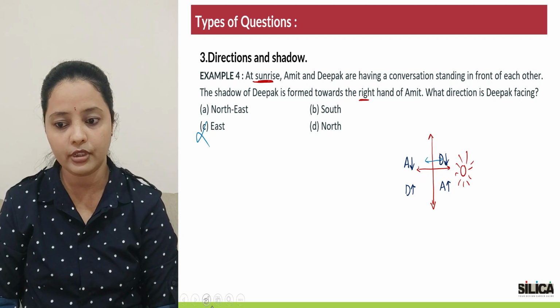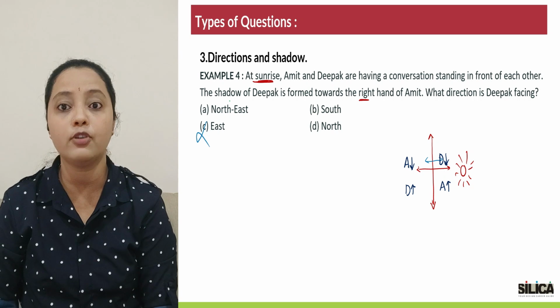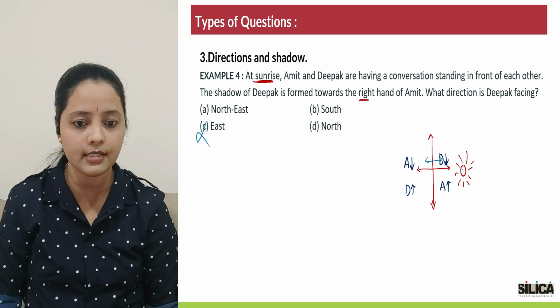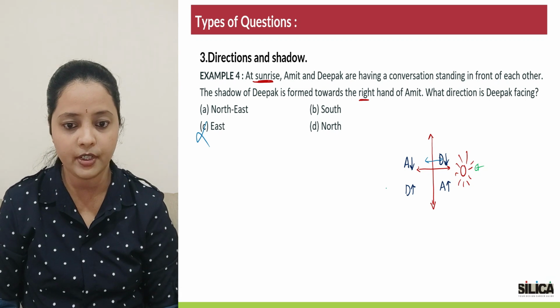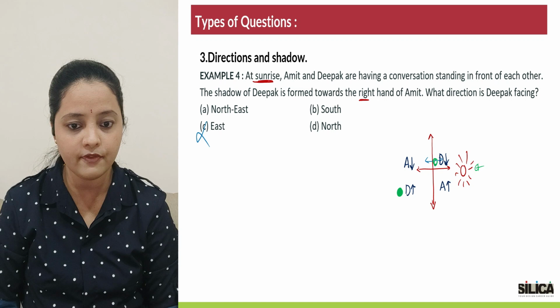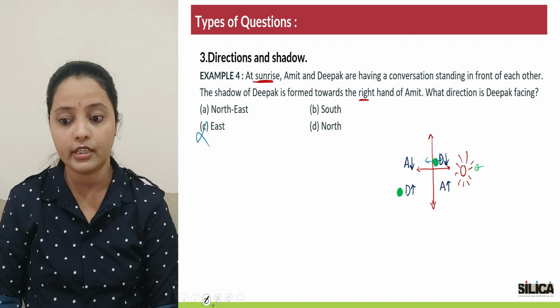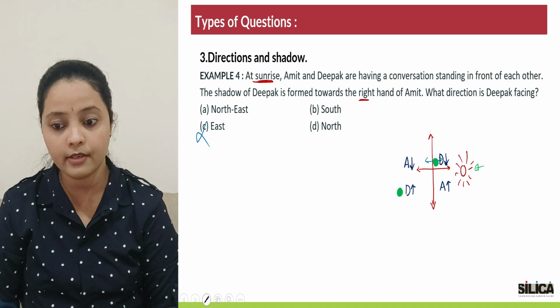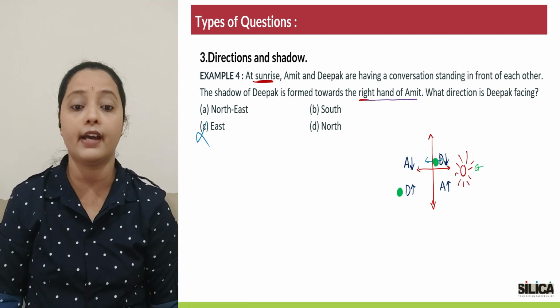Now we have drawn both the conditions. Now let's see whose shadow they are concerned about. They are concerned about the shadow of Deepak. Now in both the cases, since the sun is over here on the right hand side, we'll draw Deepak's shadow. So this green dot that I have drawn in both the cases will signify the direction or the location of Deepak's shadow. Now this Deepak's shadow should be formed where? It should form towards the right hand of Amit.